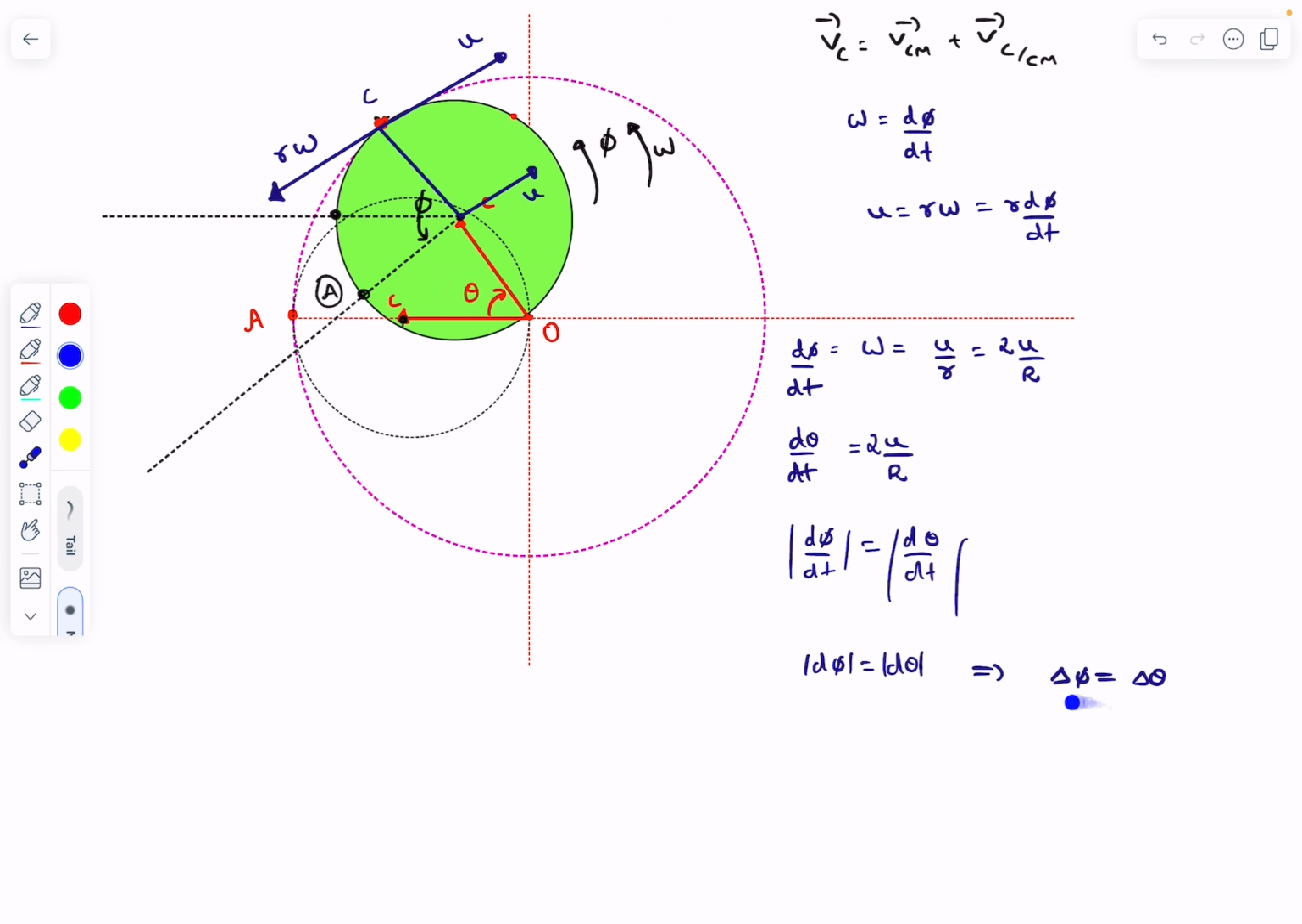Okay, so that is what this equation is saying. In short, if this angle is theta, then this phi will also be theta. This angle, we can also say it is theta.